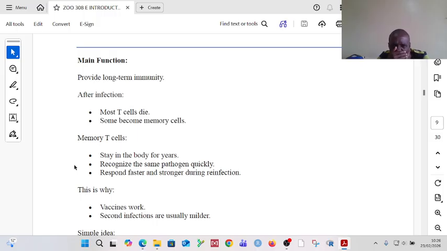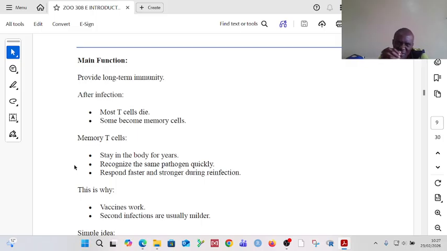That long-term immunity is provided because some of these memory T cells stay within the body for years. Within that time, they are able to recognize the same pathogen. So if you were attacked by Mycobacterium TB at some point, and your immune system cleared it, some of the memory T cells will still hang around, so that in case the same bacteria attacks you in the future, the same T cells that helped will be mobilized so that they can respond faster and in a stronger way. By doing that, they deal with that particular pathogen.